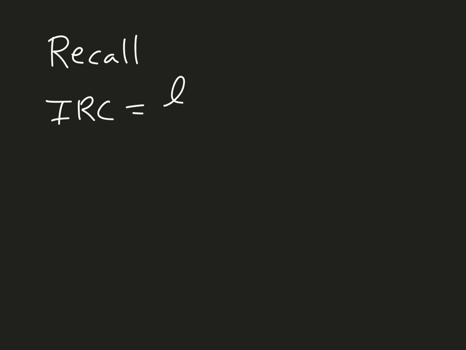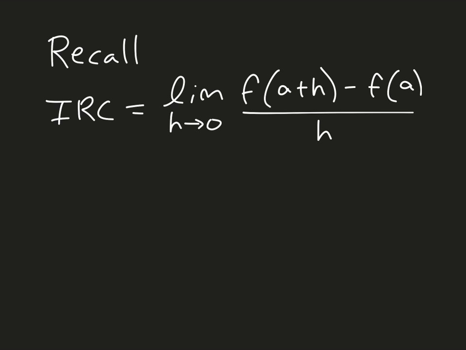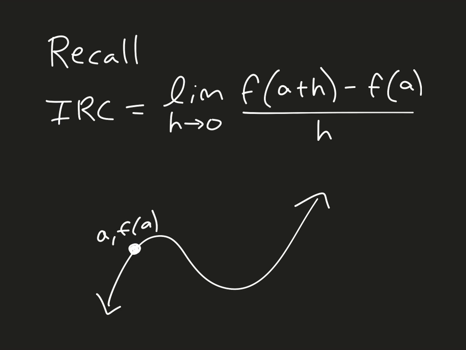So recall that the IRC is defined as the limit, as h goes to 0, of f of a plus h minus f of a all over h. And you guys have been practicing with this definition in class. It means that if you have a given function, there's a specific point on that function. Call that point a, f of a. And we can calculate the slope of the tangent line that passes through that specific point.